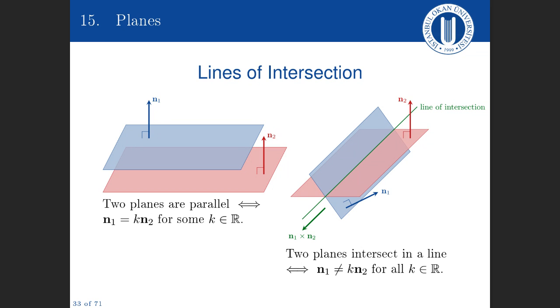How can we find a vector which is parallel to the line of intersection? Well, the green vector must be orthogonal to n1 and it must be orthogonal to n2. How do we find a vector which is orthogonal to both n1 and n2? We can take the cross product of n1 and n2. So anytime we want a vector which is parallel to the line of intersection, we'll just take n1 cross n2.